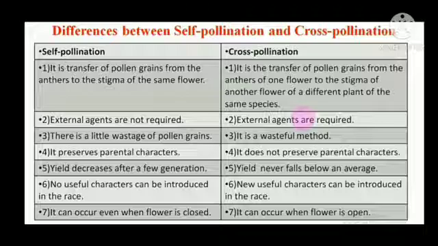Next, in self-pollination, no useful characters can be introduced in the race. While in cross-pollination, new useful characters can be introduced in the race. Now the last point: self-pollination can occur even when the flower is closed, while cross-pollination can occur only when the flower is open. Otherwise, there is no cross-pollination.